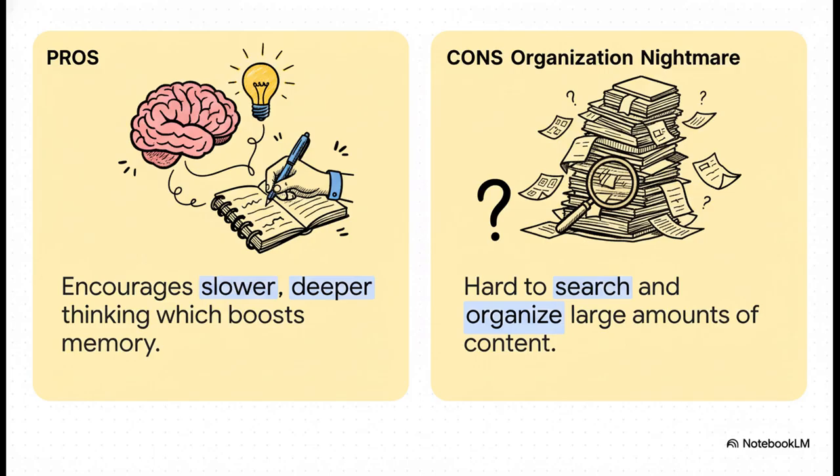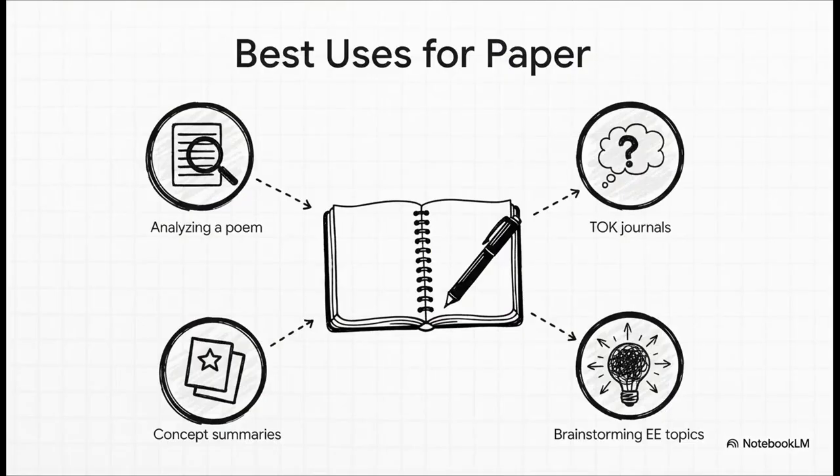But the downside? Oh, we've all been there. Trying to find that one specific note from 3 months ago in a giant stack of notebooks, it's a total nightmare for organizing and searching. So, where does the classic thinker really shine? Well, think about tasks that need deep, reflective thought. Analyzing a poem for Language A, wrestling with a tough knowledge question in your TOK journal, or just brainstorming those first messy ideas for your EE. It's perfect for when the process of thinking is actually more important than just capturing the information.